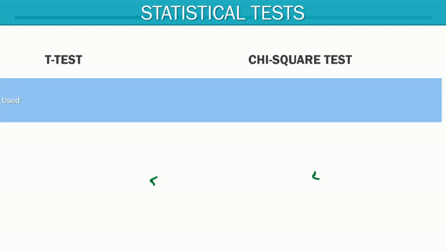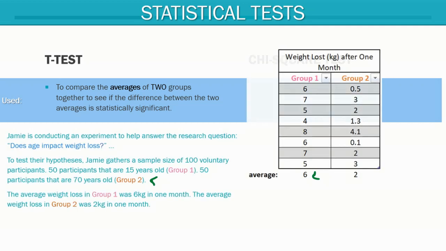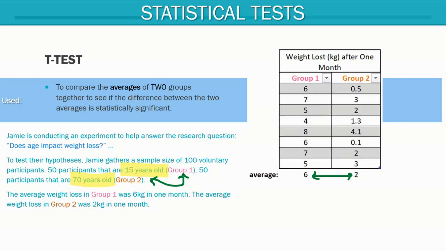A t-test is used to compare the averages of 2 groups together to see if the difference between the 2 averages is statistically significant. A great example of this could be Jamie's experiment from checking question 10. Now, Jamie's experimental design is not perfect, but this is a good example of when we would want to use a t-test. Here, Jamie is looking at 2 groups, 15-year-olds and 70-year-olds, and comparing the averages of the two groups to see if there is a difference or a significant difference between them.